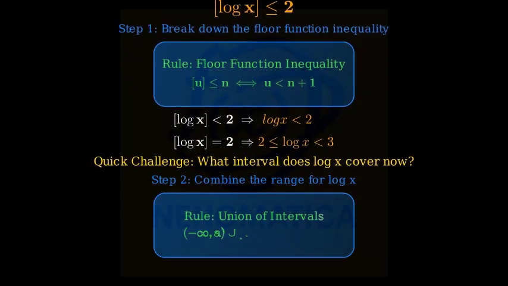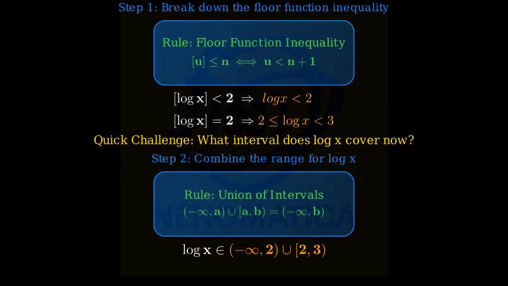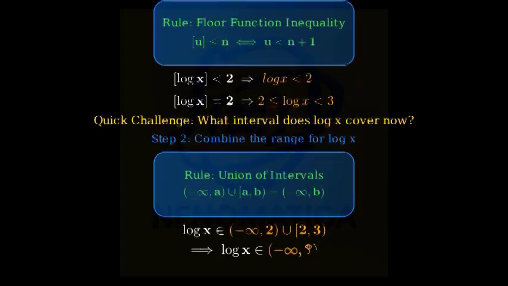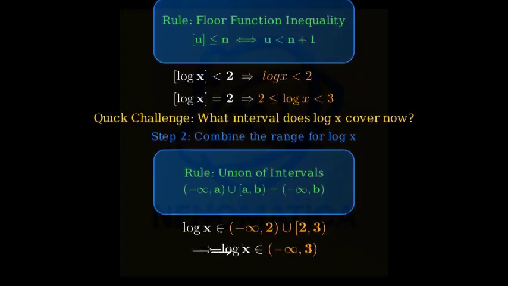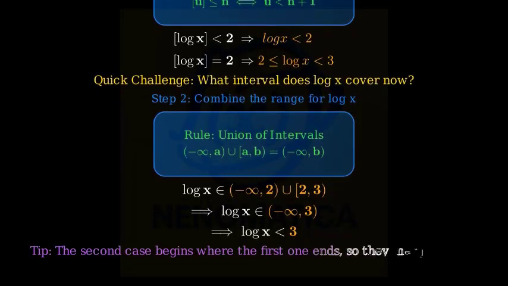Step 2. Combine the range for log x. We use a union rule. From -infinity to a, union with left closed a to b equals -infinity to b. So log x lies in the union of -infinity to 2 and 2 to 3 left closed. This merges to -infinity to 3. Equivalently, log x is less than 3.